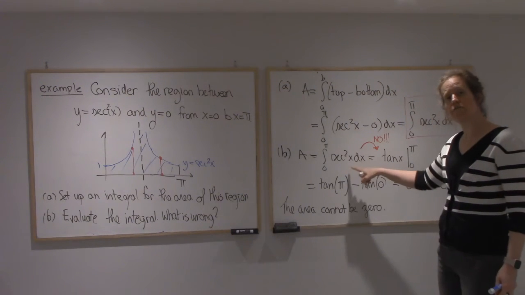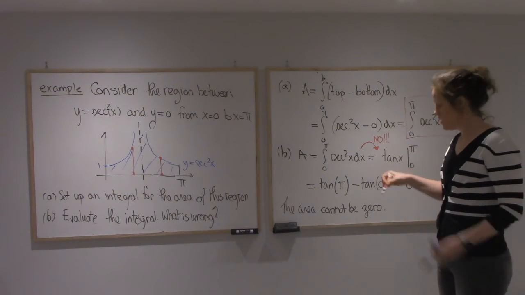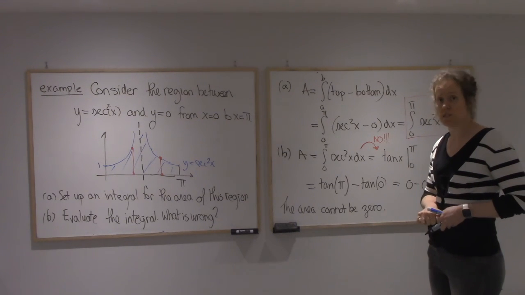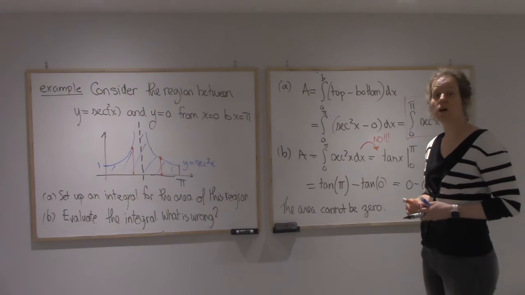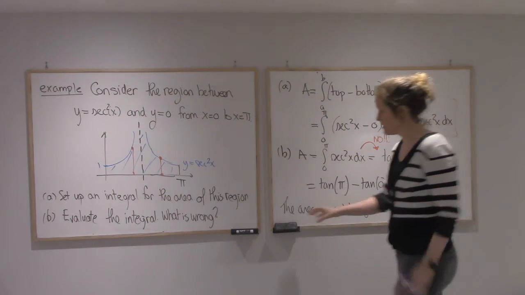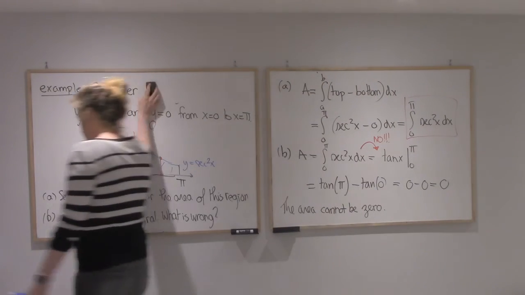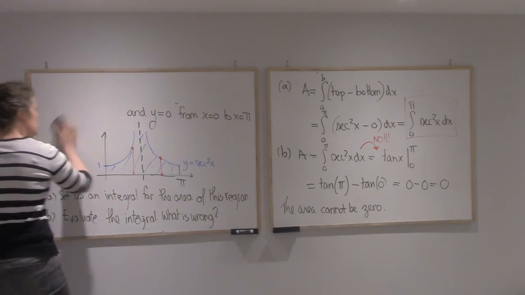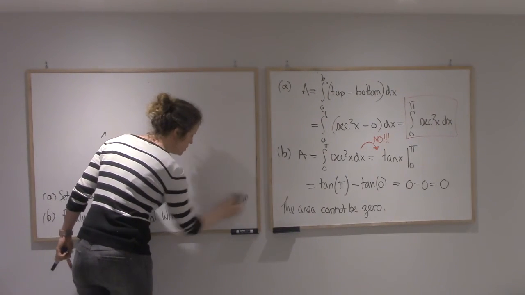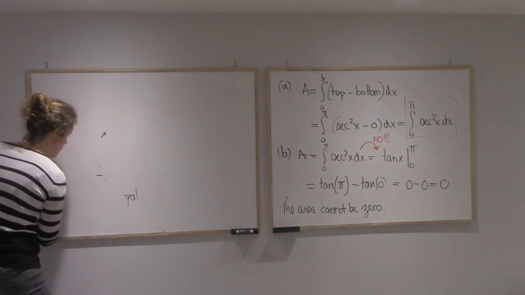Here I'm using the fundamental theorem of calculus, and for me to be allowed to use it, I need a continuous function on my interval. This function is not continuous because it has a vertical asymptote. It has an infinite discontinuity. So let me just remind you of that statement of FTC.